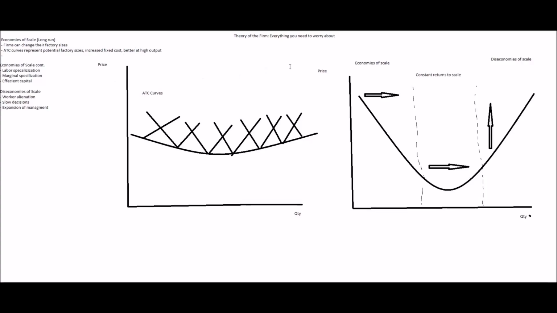In terms of economies of scale, there are three things you need to worry about: labor specialization, managerial specialization, and efficient capital. For diseconomies of scale: worker alienation, slow decisions, and expansion of bureaucracy.